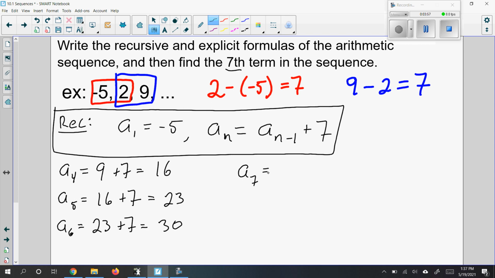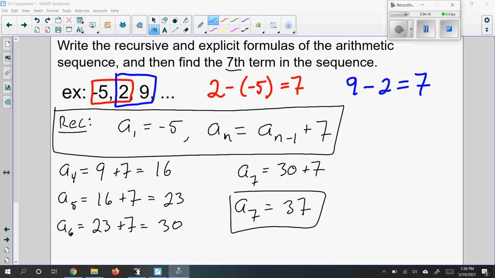The disadvantage of a recursive formula is you have to find every term in the sequence in order to find the next one. So the seventh term is the sixth term, which is 30, plus 7. And so the seventh term in the sequence is 37.